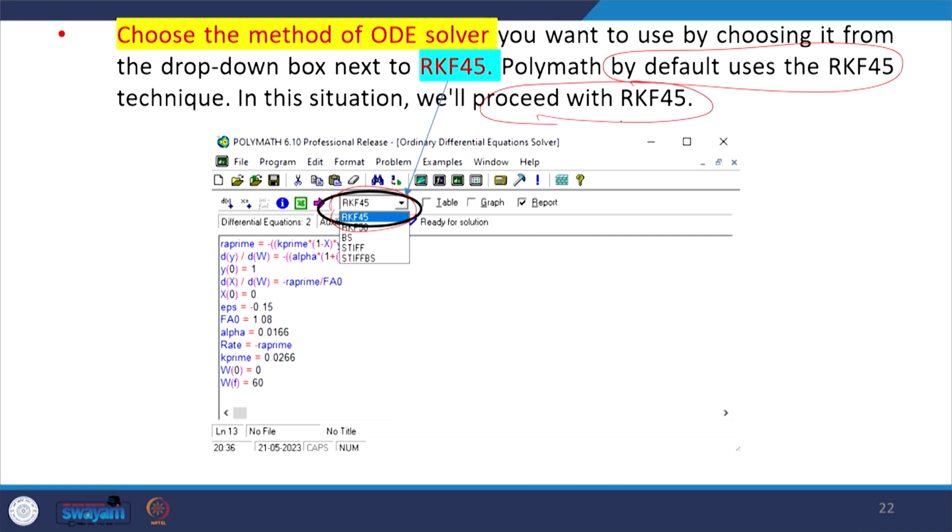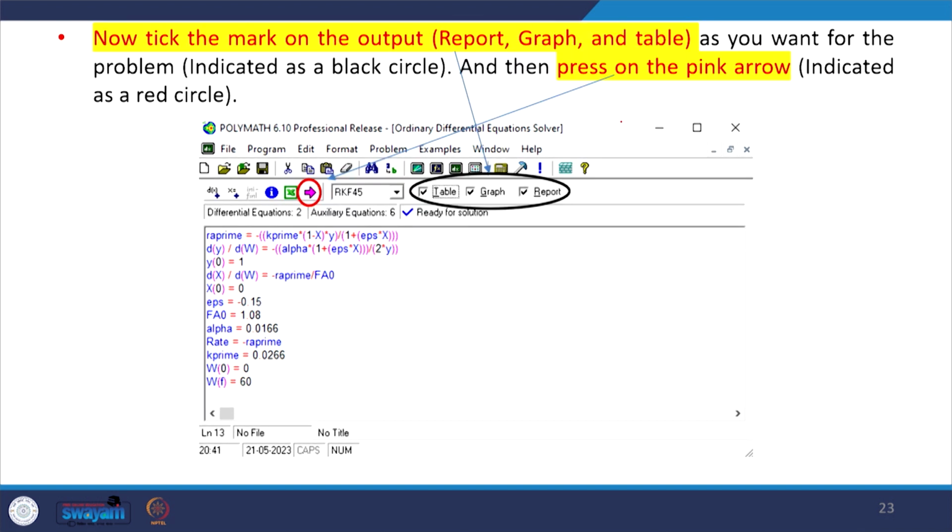Once RKF 45 is chosen, we have to get the output. In which form do we want the output? The output can be in the form of reports, graphs, or tables; we can get these 3 forms. So, then we have to click on these.